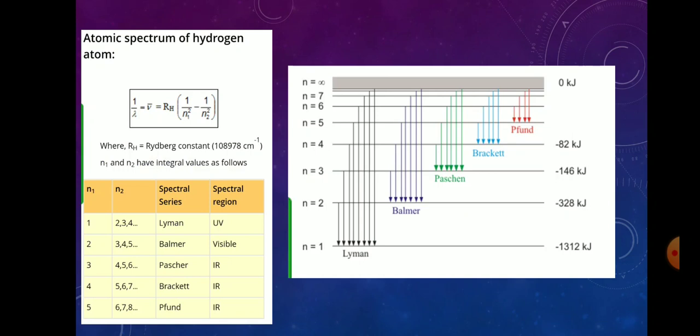For n1 equal to 4, n2 may have the values 5, 6, 7 and so on, in the spectral series Brackett, in the infrared region. For n1 equal to 5, n2 may have the values 6, 7, 8 and so on, for the spectral series Pfund, in the infrared region.